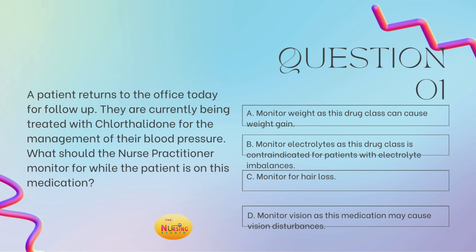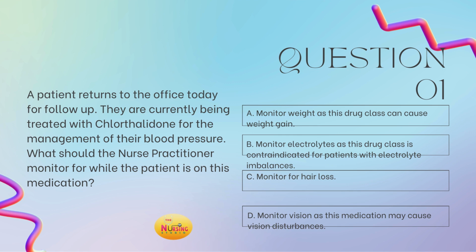All right, you guys, I always recommend reading the stem of the question first to ensure that you are answering what is even being asked. This allows you to slow down and make sure that you're answering what the question is asking you, right? So the stem of the question states, what should the nurse practitioner monitor for while the patient is on this medication? So let's take it back, see what medication they're talking about, and then see how to proceed. So the patient is currently being treated with chlorothalidone.